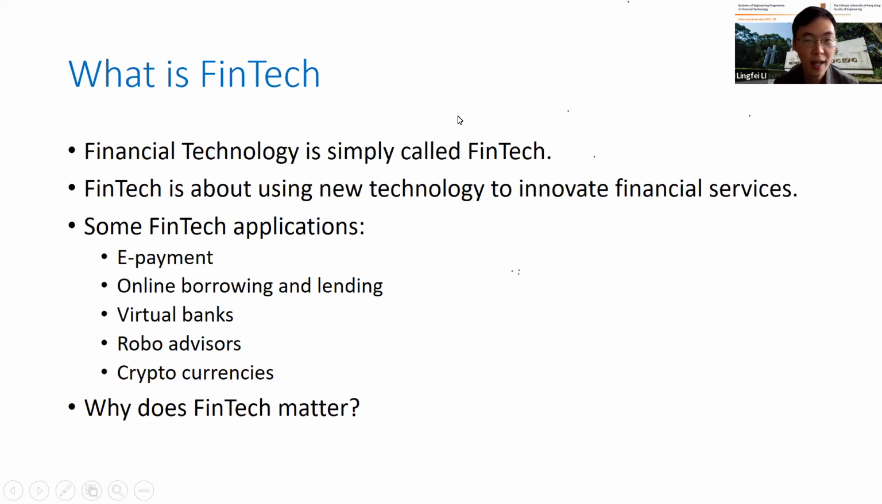All right, so I guess everybody knows what FinTech refers to. FinTech refers to financial technology. It is about using new technology to innovate financial services. Here I list some very common FinTech applications. The first one is e-payments, then online borrowing and lending, virtual banks, robo-advisors, and cryptocurrencies. I'm going to walk you through these 5 applications.